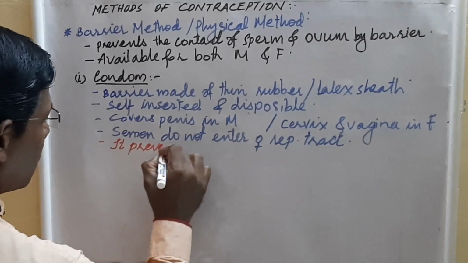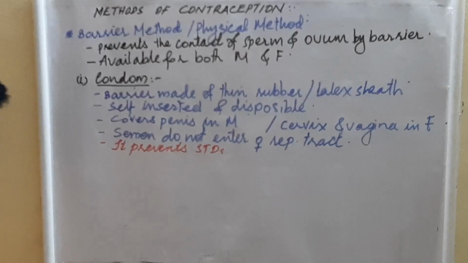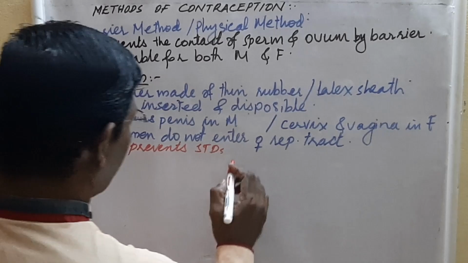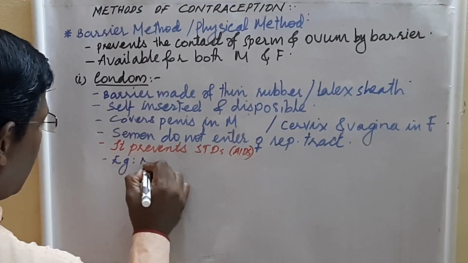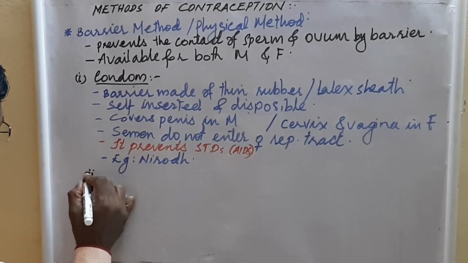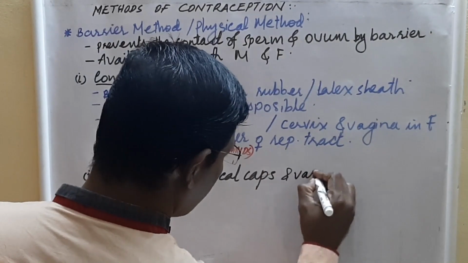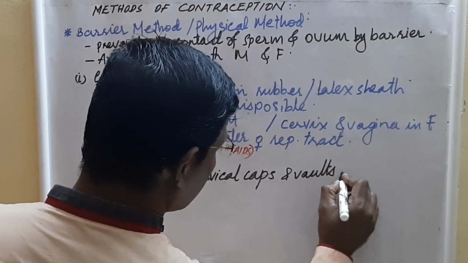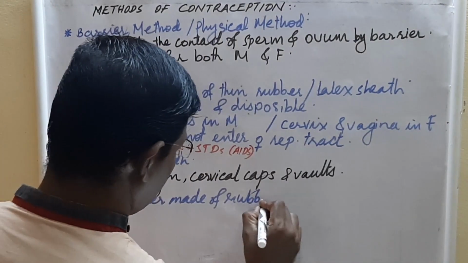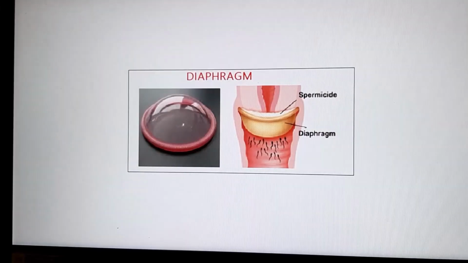One advantage about this barrier method is it prevents STDs or sexually transmitted diseases like AIDS. A typical example is Nirod. The second one is diaphragm, cervical caps and vaults. This is also a barrier made of rubber latex. It is inserted into the female reproductive tract.